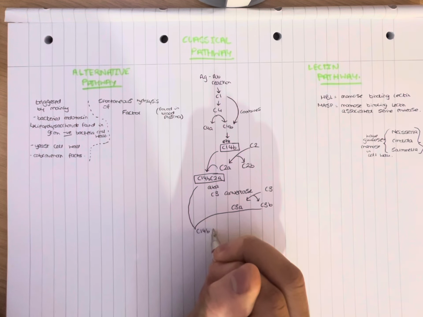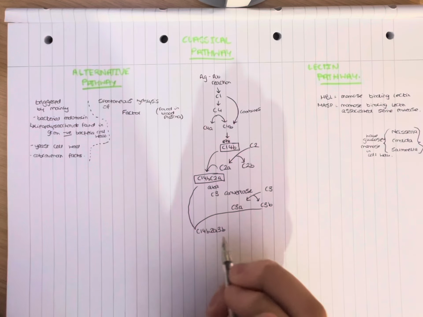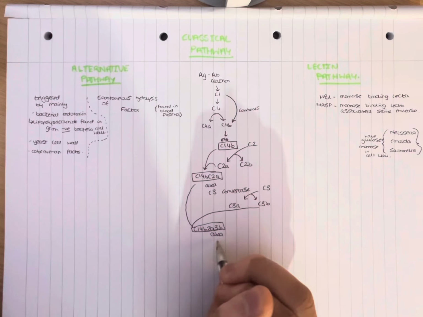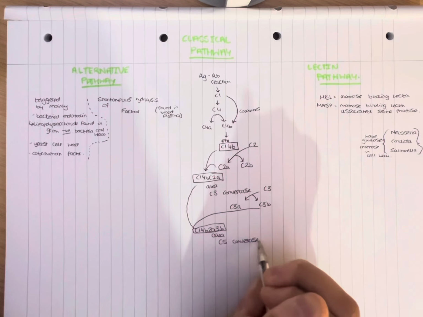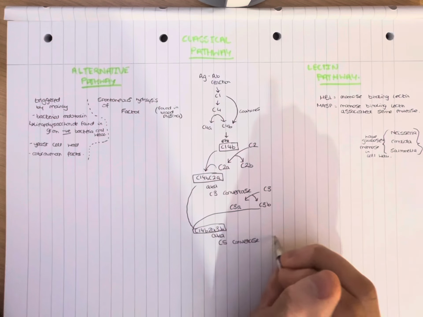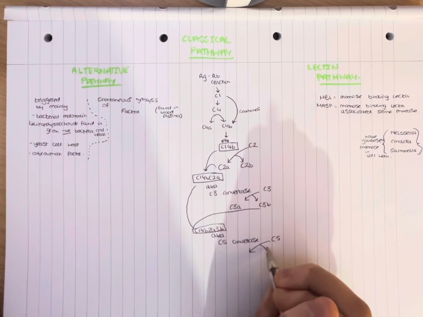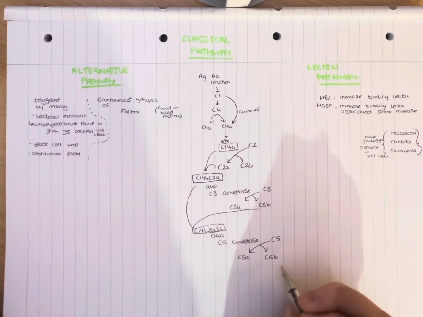C14B2A3B. Now this is also known as C5 convertase. And now C5 convertase would allow for C5 to split into C5A, C5B.